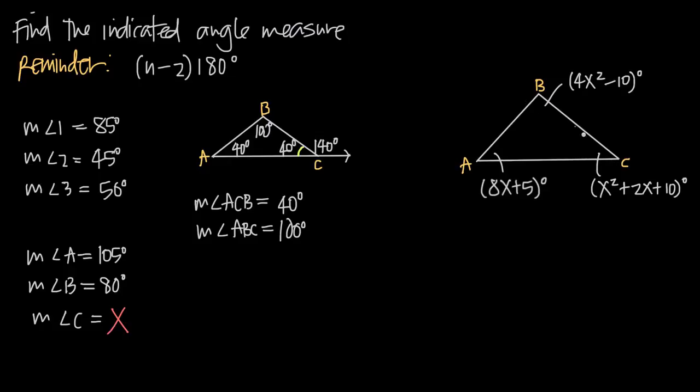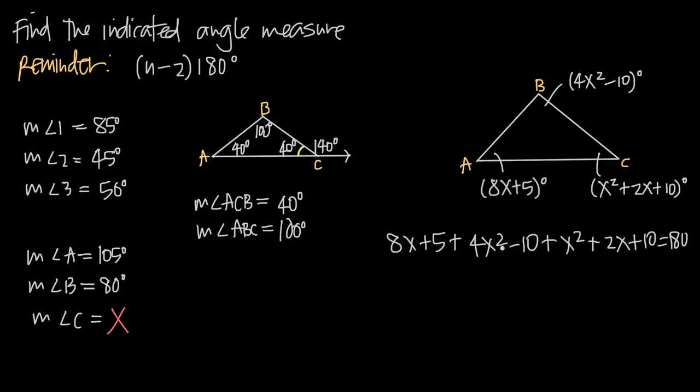I know that the interior angles are going to sum to 180 degrees, so I just have to add each of these algebraic expressions together and set the sum equal to 180. So what I'm going to say is 8x plus 5 plus 4x squared minus 10 plus x squared plus 2x plus 10 is going to be equal to 180, and now I just need to simplify the expression.